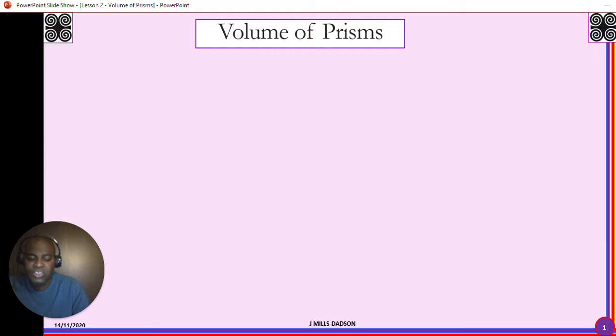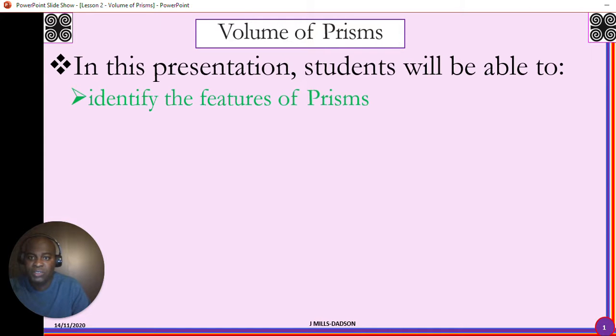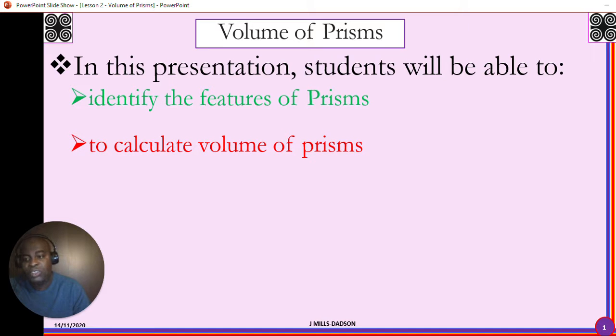In today's presentation, I'll be talking to you about volume of prisms. I will help you identify special features of prisms that will help us also work out the volume of prisms. Then we'll just go through an exam style question.